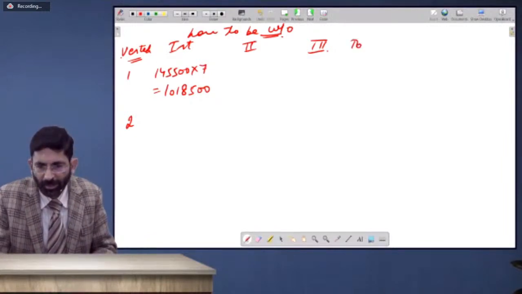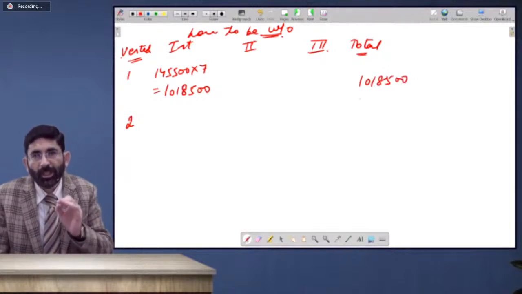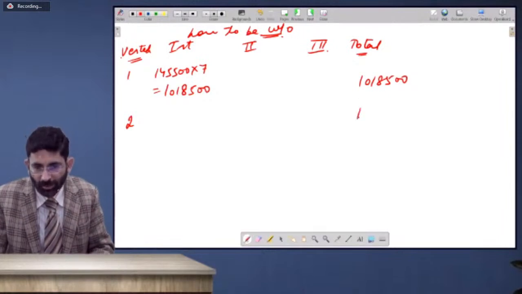I am keeping it here because I have to write it again otherwise. So total loss of first year is 10 lakh 18,500. Why? Because 1 lakh 45,500 shares will be issued in the first year. In the second year, 1 lakh 41,135 shares will be issued into 7. So this will be the loss.